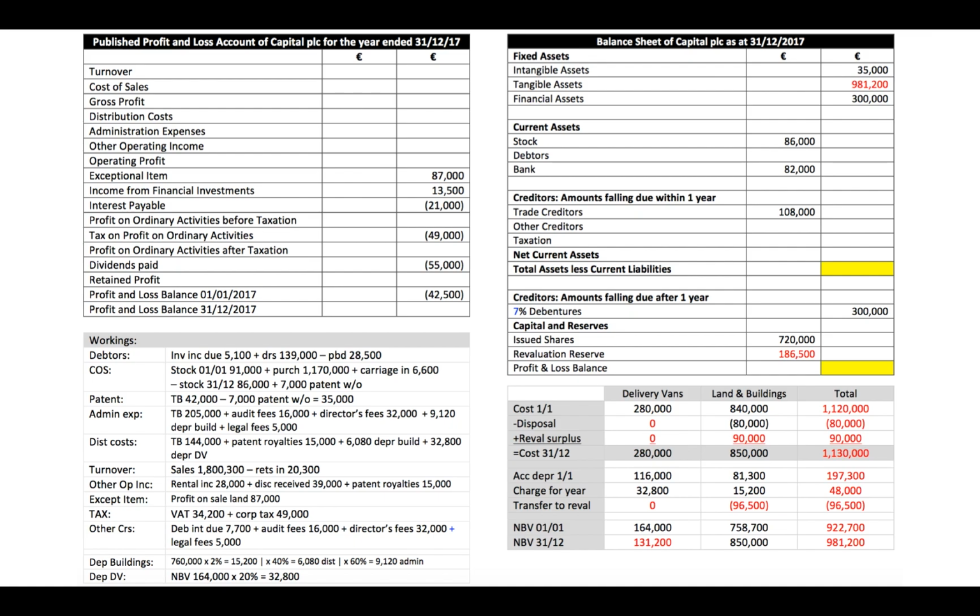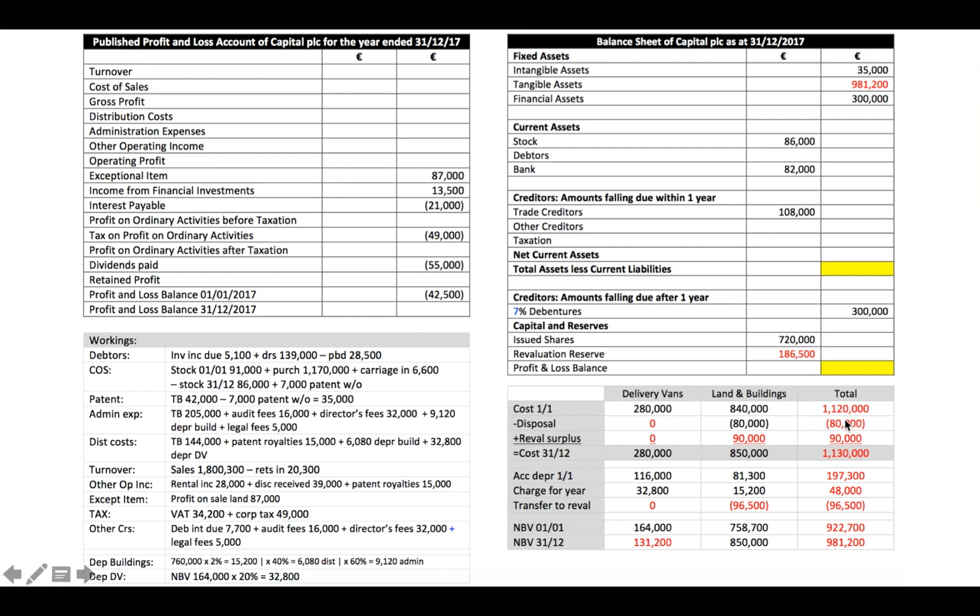With our land and buildings, we had 840,000 euros worth at the start of the year. Then we sold a field for 80,000. And then the new value at the end of the year was 850 after it was revalued. That is a jump of 90,000 between the cost and the new value. And then when we're looking at the depreciation, 81,300 plus 15,200, we need to unwind any of that depreciation. So that adds up to 96,500. So therefore, 90,000 and 96,500 is 186,500, which is the revaluation reserve there.